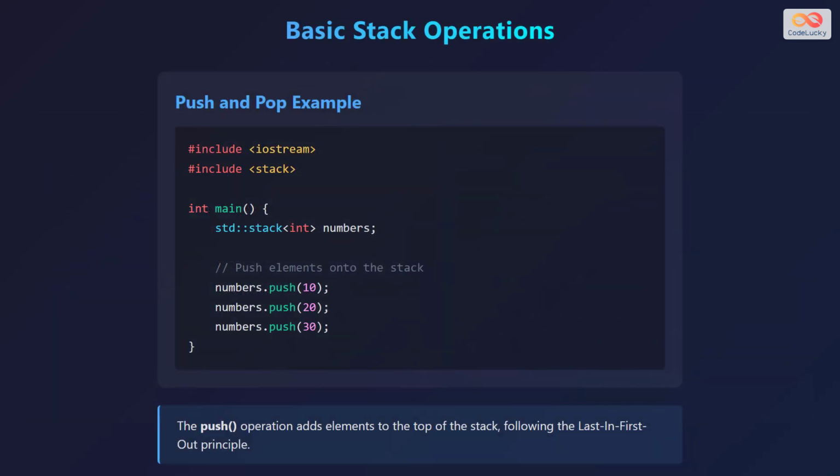Here is an example of how to use the push operation in C++. After including the iostream and stack headers, create a main function and instantiate a stack of integers named numbers. To add elements to the stack, use the push function. For instance, numbers.push(10) will add the integer 10 to the top of the stack. Similarly, pushing 20 and 30 will add them on top of 10 in that order. Keep in mind that the push operation adds elements to the top of the stack, following the last-in, first-out principle.